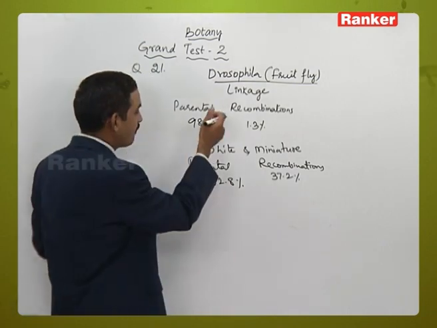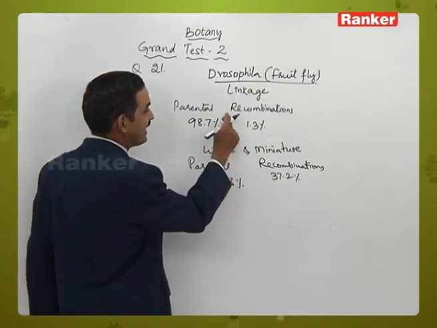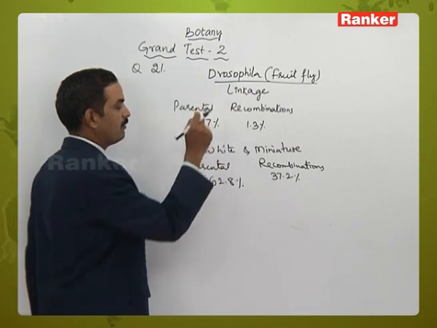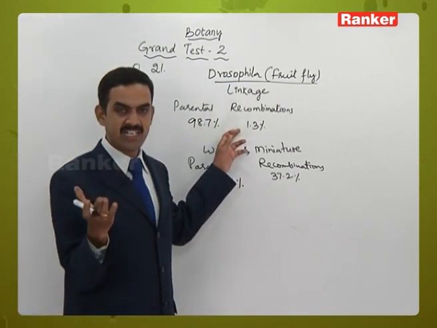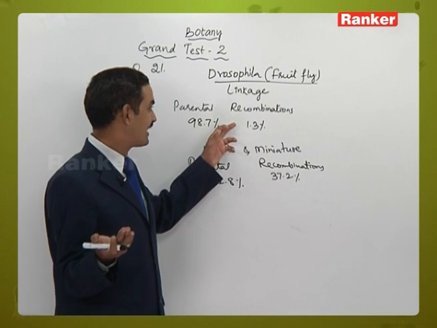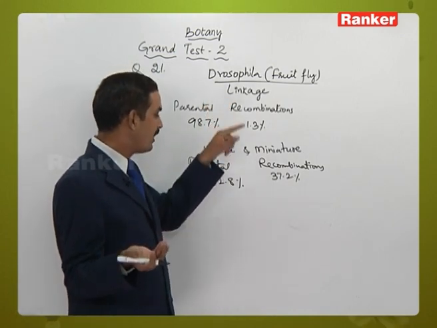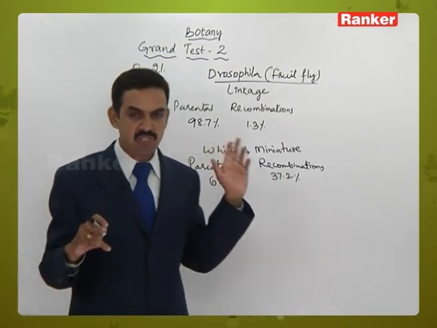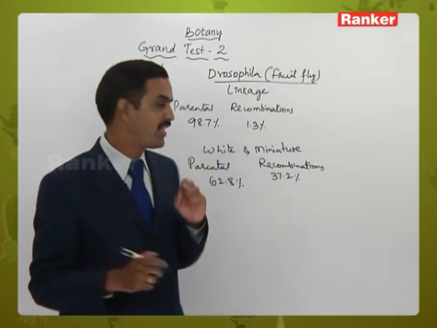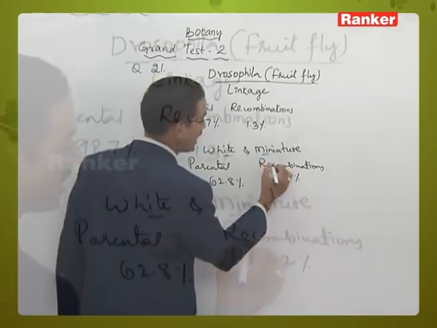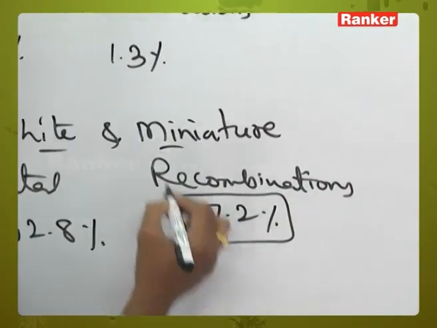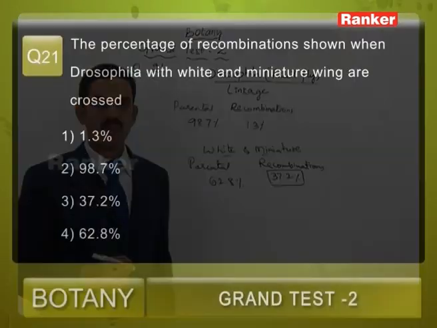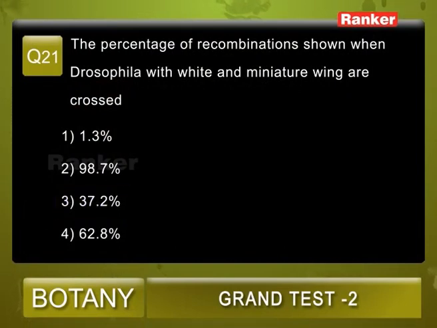That means when compared to the white and miniature, the distance between the white and brown, that is red-eyed and white-eyed, is less. So that's the reason why parental combinations are more here. Here parental combinations are comparatively less. So here the question is related to the percentage of recombinations when it is white and miniature, that is 37.2. So question number 21, the correct answer is 3.